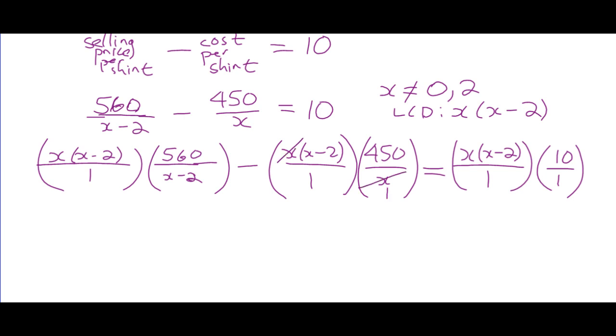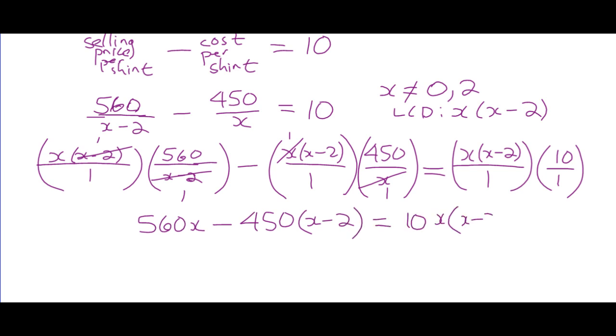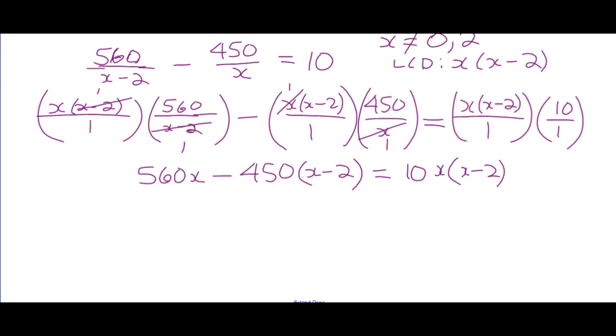Okay, I got a 1, I got a 1, good. Get rid of that x, which takes out that x. Get rid of the x minus 2, which takes out this x minus 2. So I'm left with x times 560, which is 560x, minus 450 times x minus 2, is equal to 10 times x minus 2. We're just going to rewrite these putting the number first, 10 times x minus 2. Now we need to expand this.